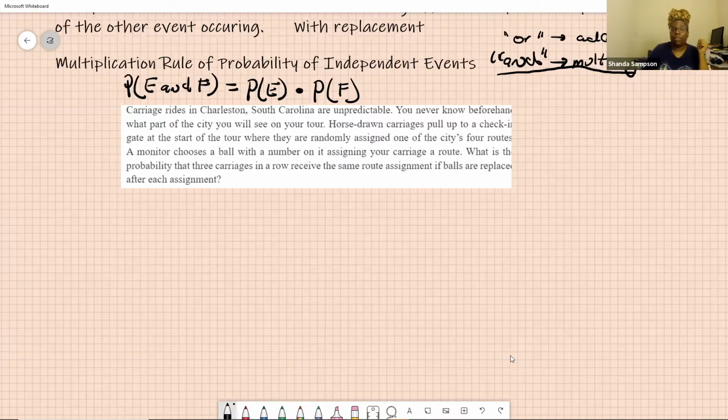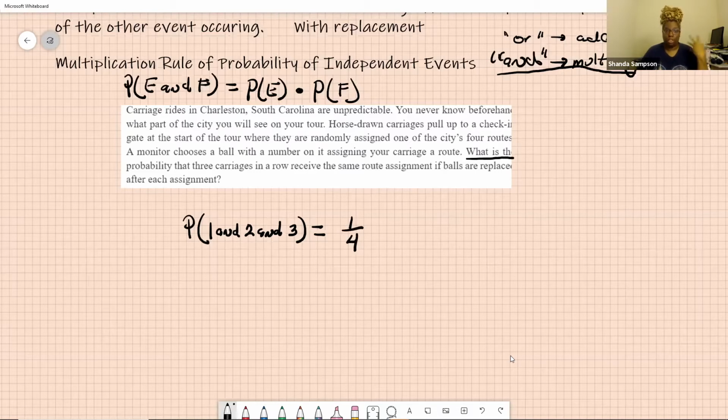So that's a lot of reading. I know a lot of you are going to get caught up on the reading, but just go to the end. Like I said, what is the probability, right? The probability that 3 carriages in a row receive the same route. So you choose carriage 1 and carriage 2 and carriage 3. What's the probability of getting route 1? So let's look at that. 1 out of 4 routes. That's your probability of getting route 1.